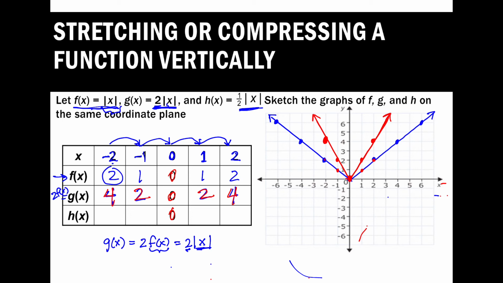Okay. Now let's go to h of x. H of x is similar, but we're multiplying it by a half. So again, thinking in terms of f of x, 1/2 of absolute value is the same as 1/2 of f of x. So half of 2 is 1. Half of 1 is a half. 1/2 times 1, 1/2. 1/2 times 2, 1.